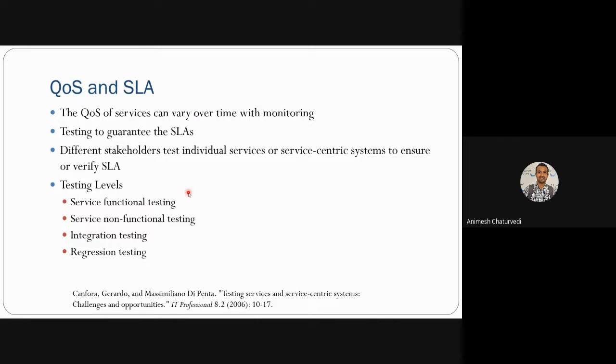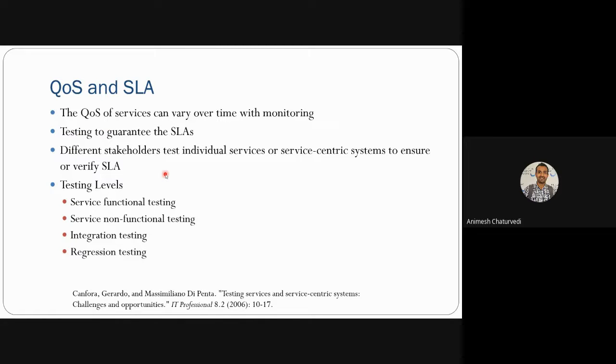Then QoS and SLA. What is the relationship between QoS and SLA? QoS, the quality of a service, can vary over time and needs to be monitored. But SLA needs testing and guarantee, meaning it remains fixed for a large amount of time. And this is a contract. SLA, service level agreement, is a kind of contract between client and provider.